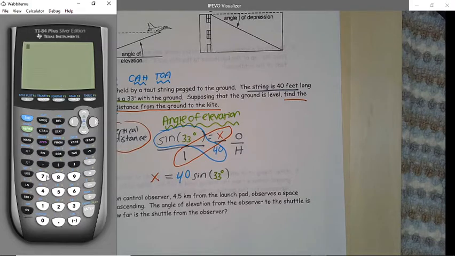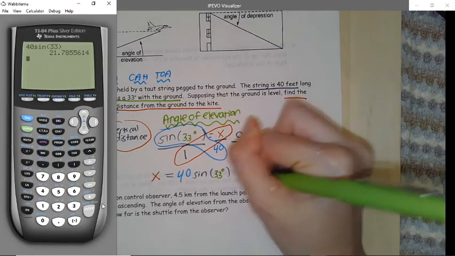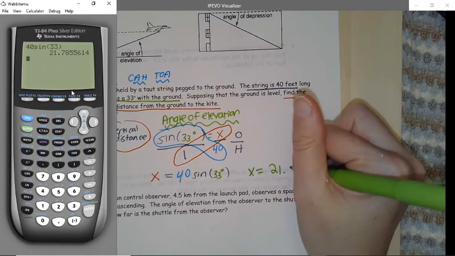I'm going to hit clear. All right, so I'm going to type 40 sine of 33 degrees, and close that. And my final answer, let's see here. It doesn't tell me to round, like round to the nearest tenth or something, so it doesn't matter how you round. In this problem, we want to know the vertical distance. I'll just round to the nearest tenth. So x is going to equal 21 point, well, that 8 is going to bump the 7 up to 0.8.